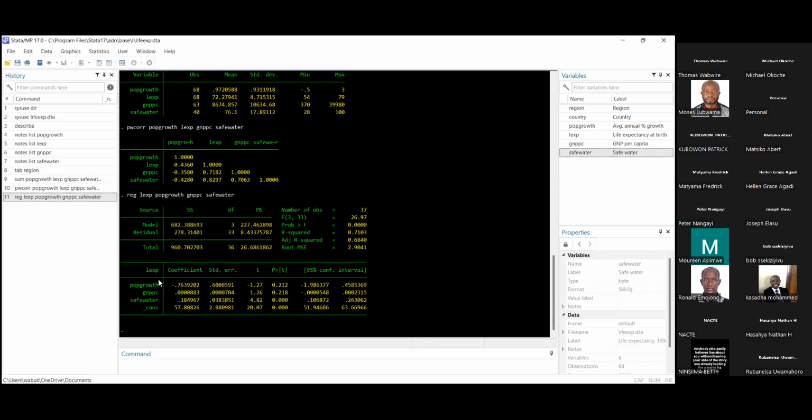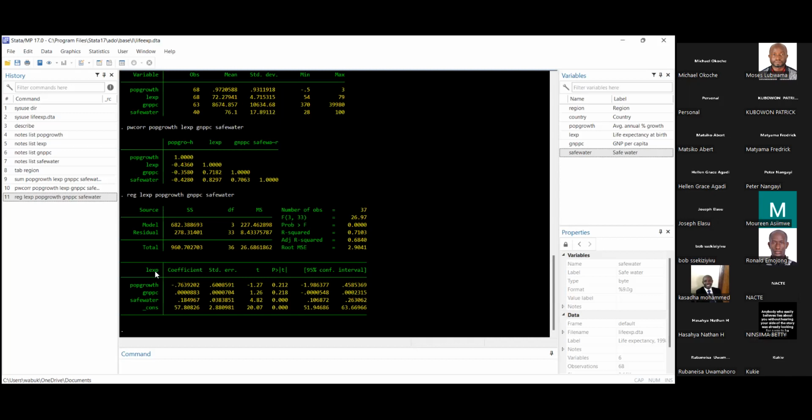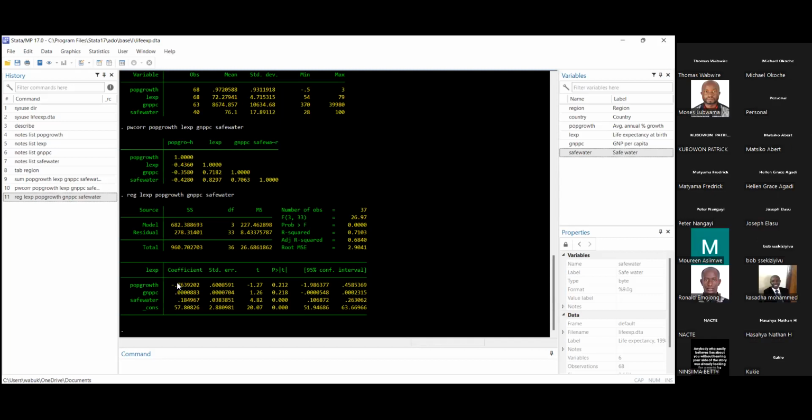Okay, and then finally for the coefficients or your variables. Here we have life expectancy, which is the dependent variable. We have population growth, GNP per capita and safe water. So the interpretation here really is: an increase in population growth by 1% is associated with a 0.76 reduction in life expectancy. Reduction because it is minus 0.76 in magnitude. Okay, that's what it would mean here.